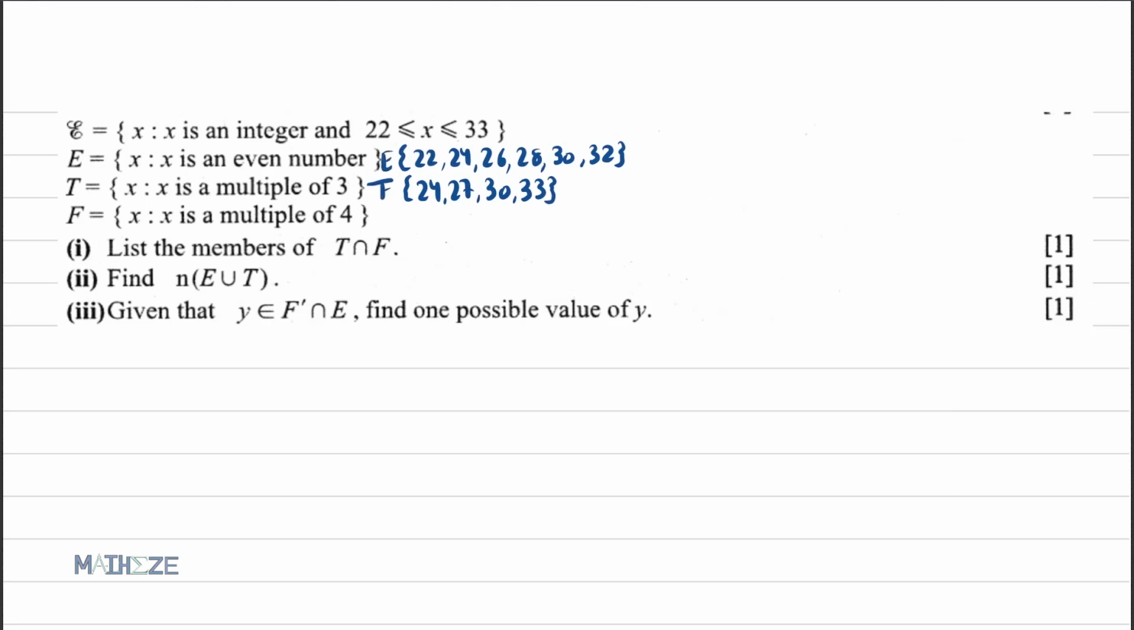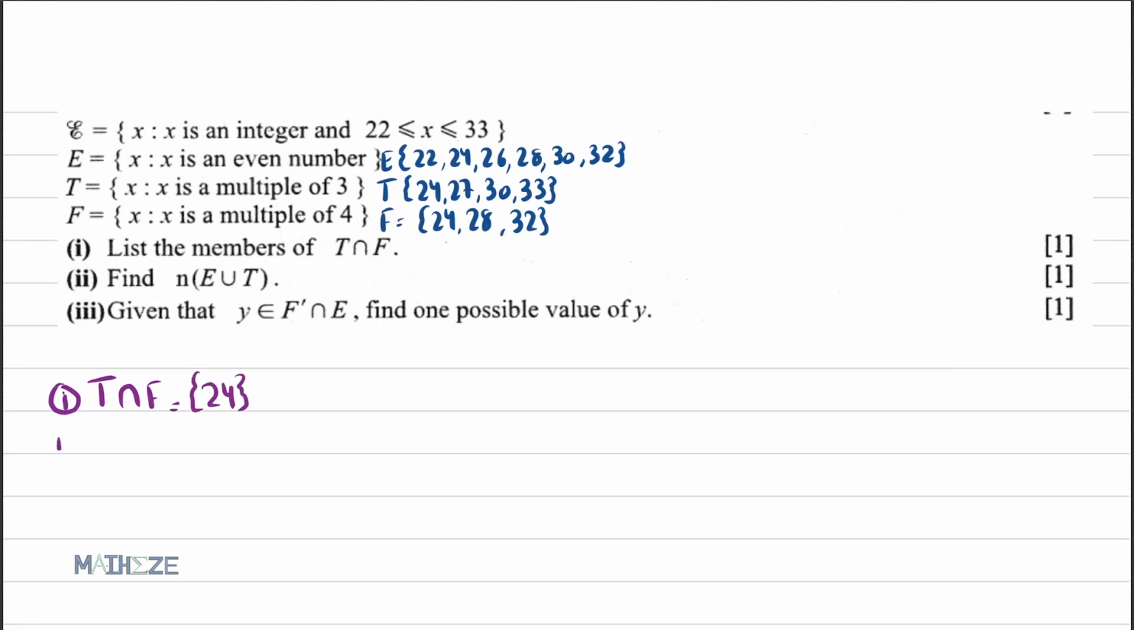Multiple. Set F is a multiple of 4. So it's going to be 24, 28, and 32. So I think we don't have any issue till this. In the first part, it says write down the answer of T intersection F. What's common in T and F? 24, and that's it. Got this?